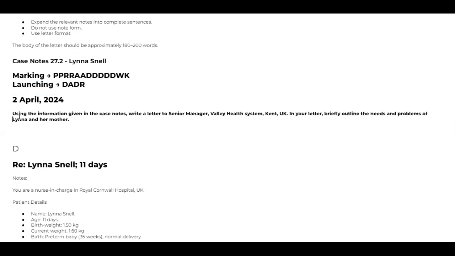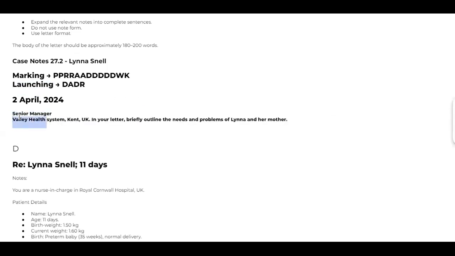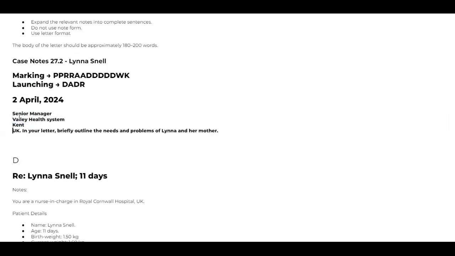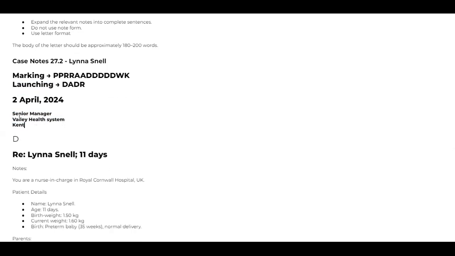Where is the address? Using the information given in the case notes: a letter to Senior Manager, Valley Health System, Kent, UK. Since Kent is in the UK and the letter is written in the same UK, you don't have to write UK here. Please avoid the country name in all the letters where the sender and the receiver live in the same country. Okay. Valley Health System, Kent, that is enough.